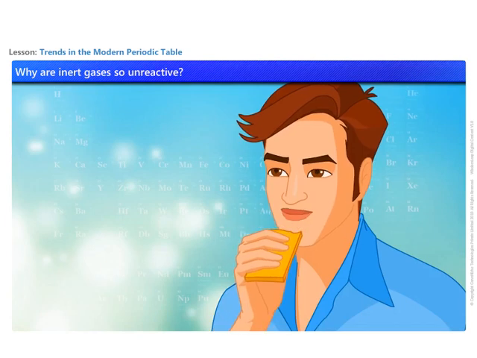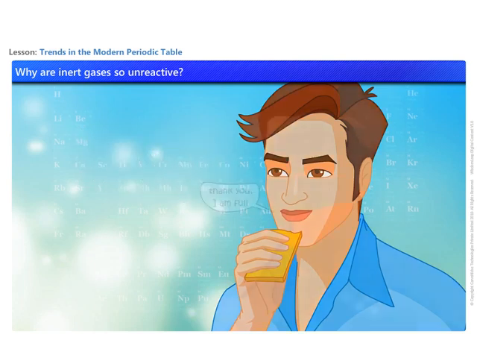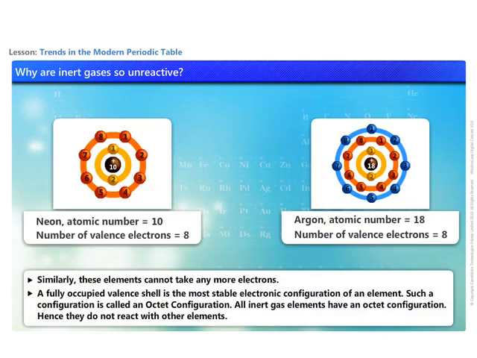What will you do if you are offered sweets after you have had a full meal and there is no place in your tummy for more? Surely you would say, "Thank you, I'm full." Similarly, these elements cannot take any more electrons. A fully occupied valence shell is the most stable electronic configuration of an element. Such a configuration is called an octet configuration. All inert gas elements have an octet configuration. Hence, they do not react with other elements.